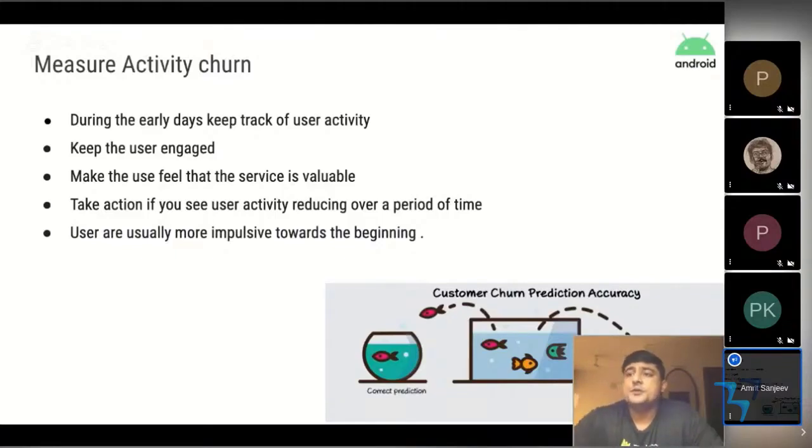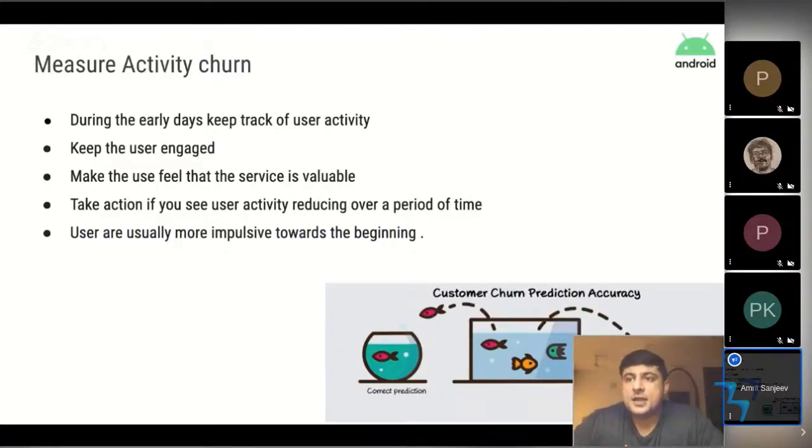And also take action if you see reducing activity over a period of time. Say you have something that is used on a daily basis, like a newsreader app. If you see that initially for the first week the user was reading X minutes a day, and then over the next 2 weeks it continuously reduces, then you want to coax the user by giving a push notification, or throwing up more content and more relevant features, to entice the user to continue using the app. Activity churn is something that you've got to measure upfront.